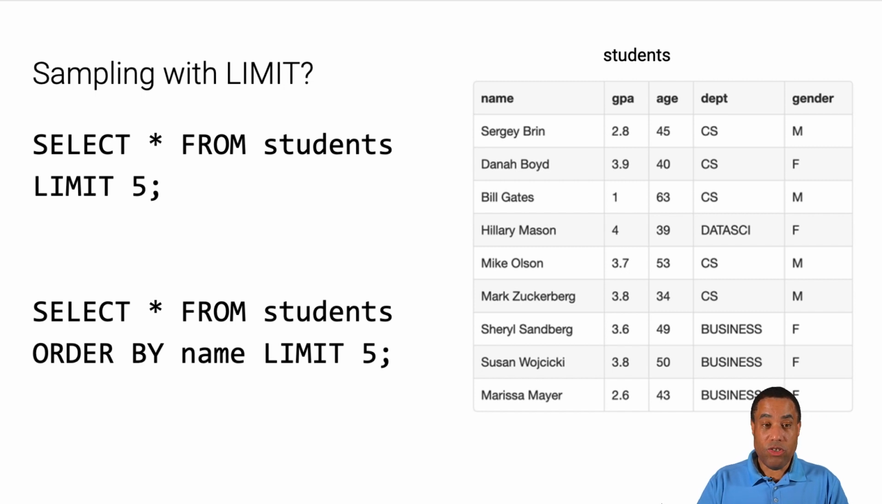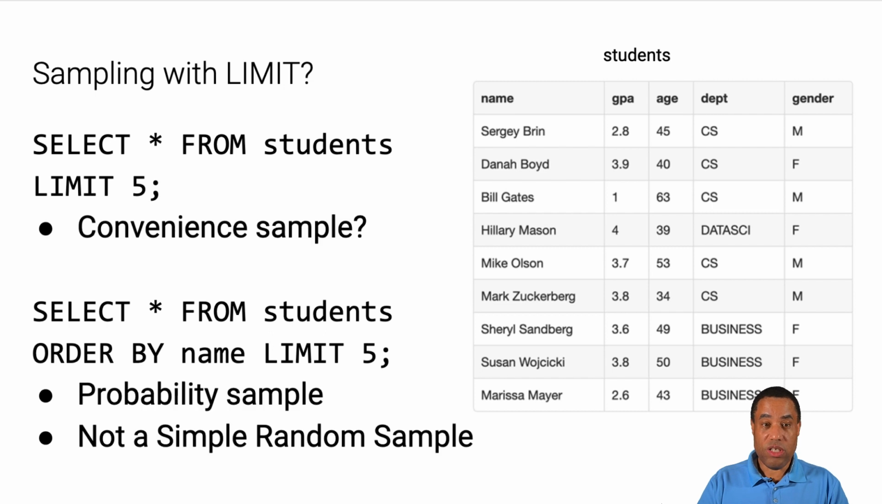Okay, so the first is a form of convenience sample. The second is a probability sample, because once it's ordered, the probability that we're going to return a particular name, the first 5, is 1. For all other names, the probability we'll return the name is 0. It's not a simple random sample, however.